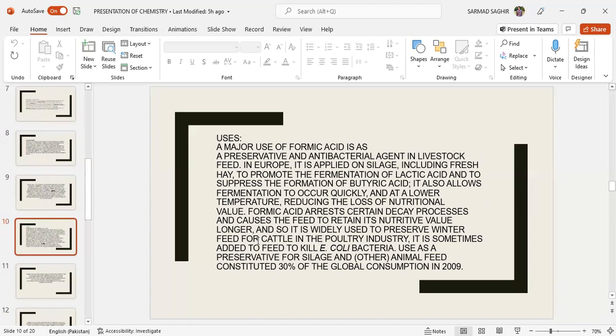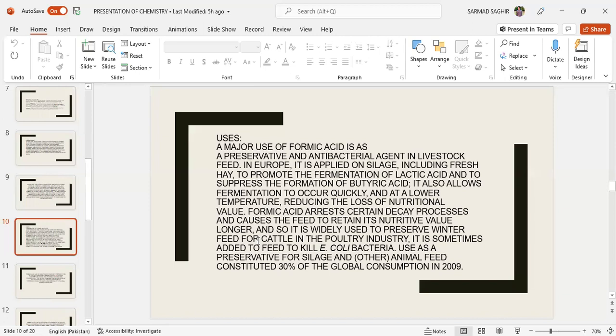In Europe, to promote the fermentation of lactic acid and to suppress the formation of butyric acid, it also allows fermentation to occur quickly and at a lower temperature, reducing the loss of nutritional value. Formic acid arrests certain decay processes and causes the feed to retain its nutritive value longer, and so it is widely used to preserve winter feed for cattle in the poultry industry.